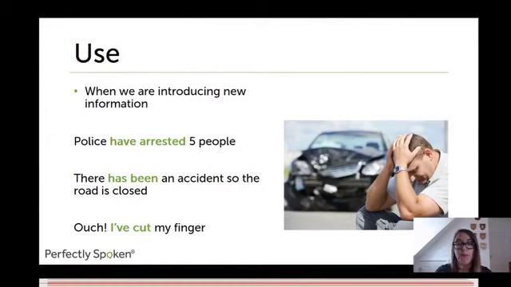Okay. The second use, when we are introducing some new information. Police have arrested 5 people. There has been an accident, so the road is closed. Ouch! I've cut my finger. All of these cases, we need a present perfect tense.